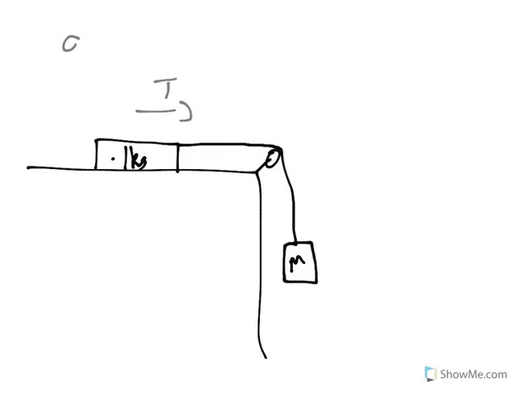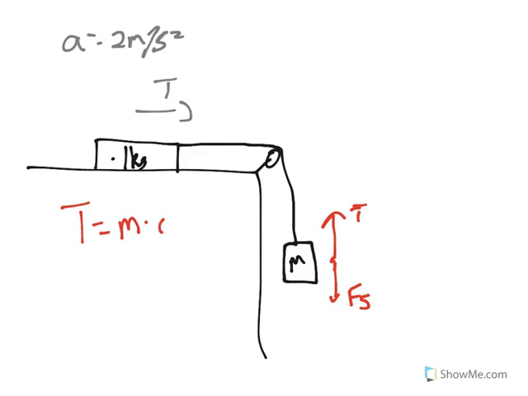We also know that the acceleration is equal to 2 meters per second squared. So that's another piece of information that we have. We know that the tension is the only thing acting there. On this one, the tension is acting up and the force of gravity is acting down. Now, we know that the tension is equal to mass times acceleration, because F net is equal to mass times acceleration.